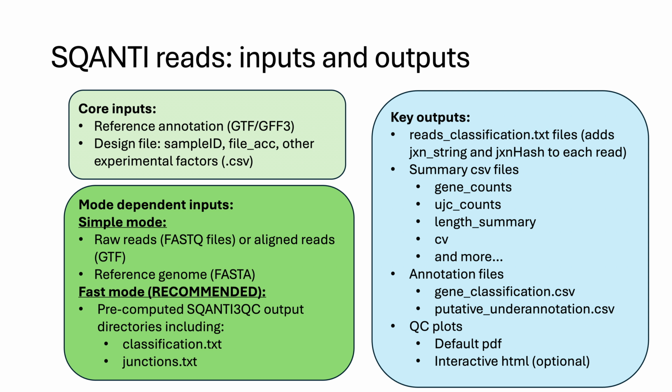As output, SQANTI-reads produces a modified classification file with junction strings and junction hashes called reads_classification.txt, summary tables like gene counts, UJC counts, and read length distributions, annotation files, and QC plots, both in a default PDF and optionally in an interactive HTML report.